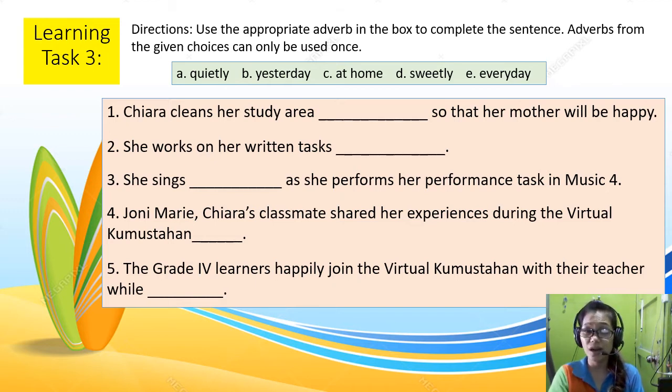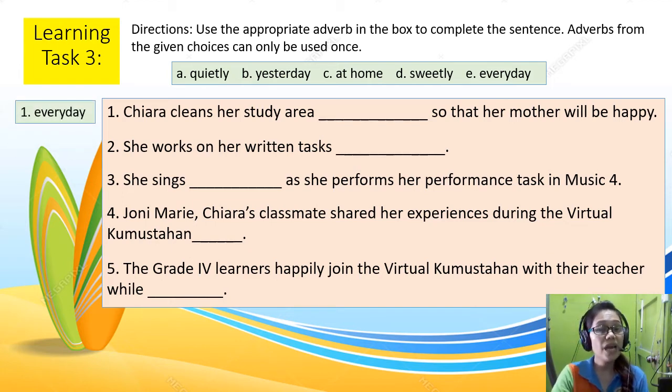The choices are A. Quietly, B. Yesterday, C. At home, D. Sweetly, and letter E. Everyday. Let's check your work. Number 1. Shara cleans her study area every day so that her mother will be happy. Number 2. She works on her written task quietly.